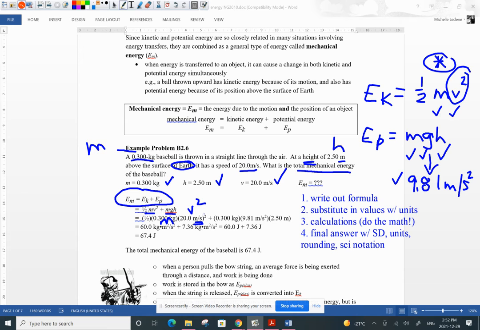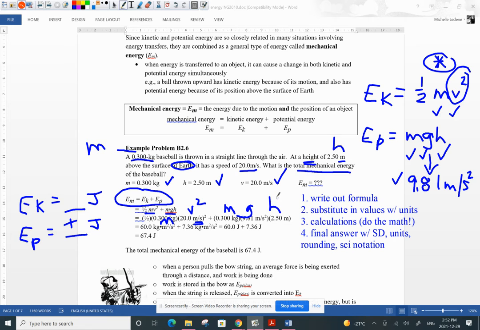So you can do this separately. You can calculate what EK is and find an answer for that in joules, or in kilogram meters squared per second squared. And then you can calculate EP, and find that value in kilogram meters squared per second squared, or in joules. And then you could add them together, or you can do it all in one big step on your calculator. Doesn't matter to me. Whatever you prefer, you should get the exact same answer.